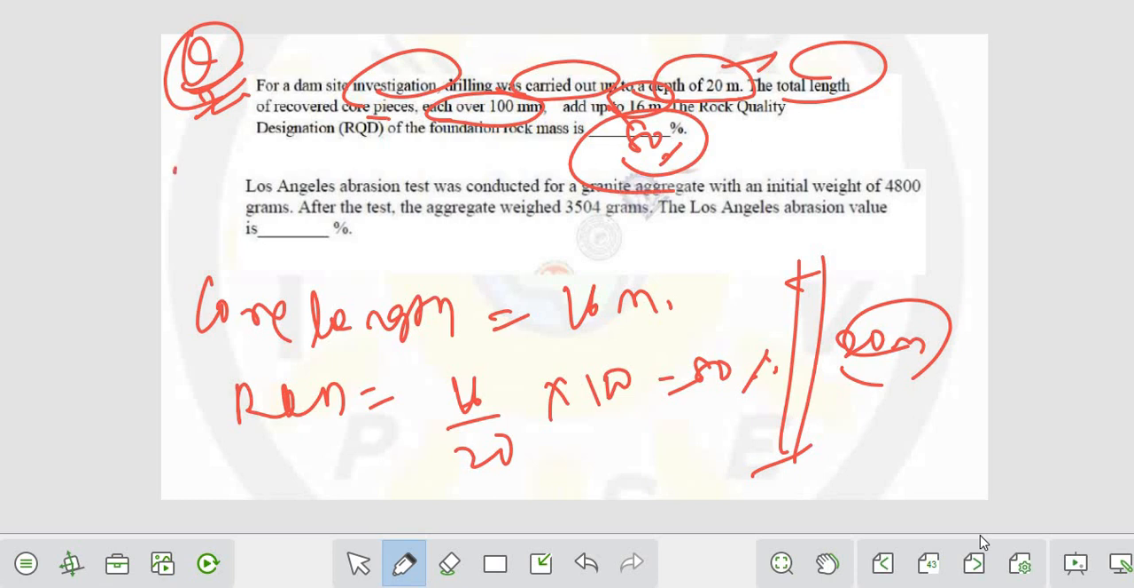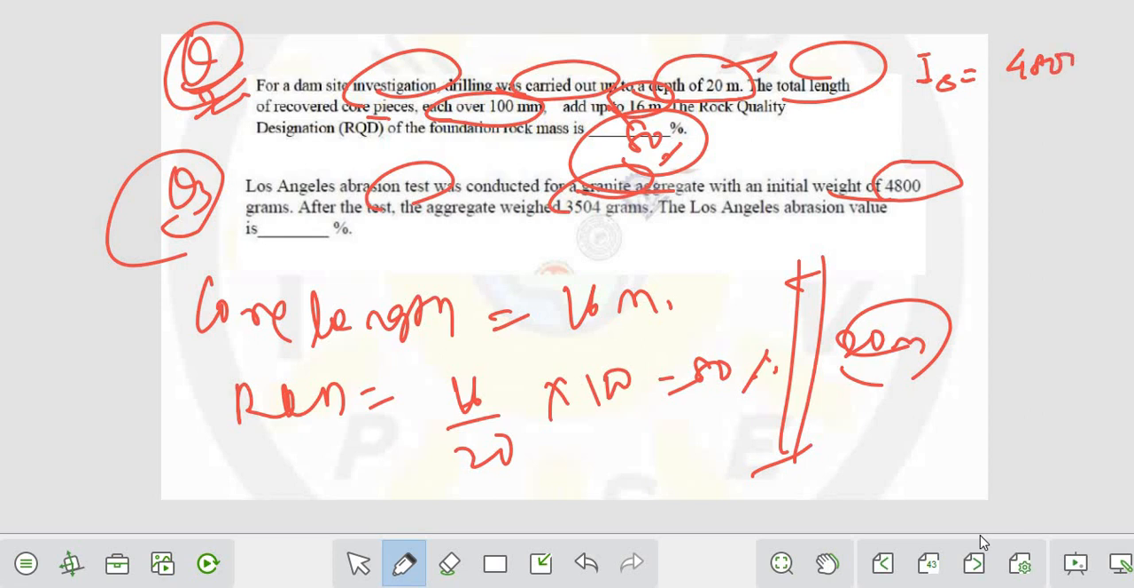ठीक है? Let's attempt question number 3. Los Angeles abrasion test was conducted for a granite aggregate with an initial value of 4800. Okay. Suppose initial sample का weight 4800 ग्राम. ठीक है? फाइनल सैंपल का वेट दिया हुआ है 3504 ग्राम.